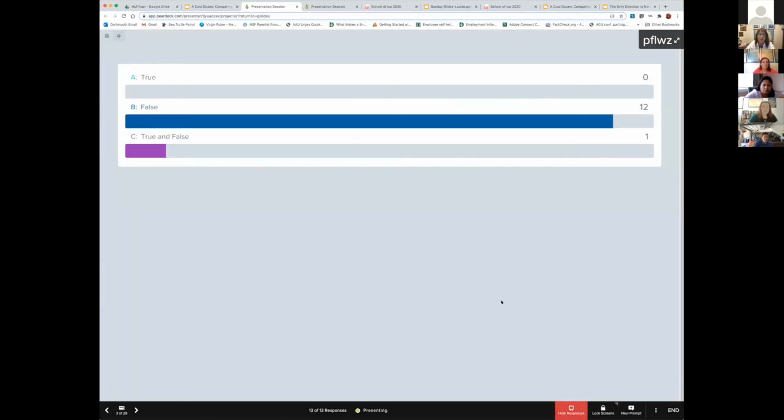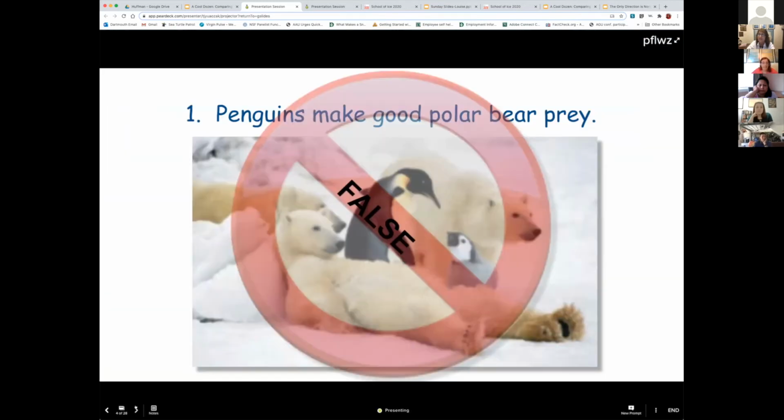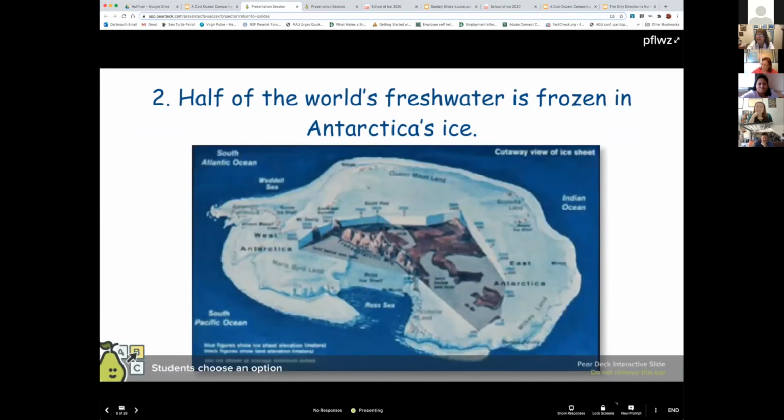So I'm going to show you the responses now. Nobody said true. Almost everybody said false, and one person said true and false. So let's see what the answer is. It's false because penguins only live where? Oh, South Pole. Penguins are at the South Pole, the Southern Polar Hemisphere, not the North Pole. So everybody got it now. So we're going to go to the next one.